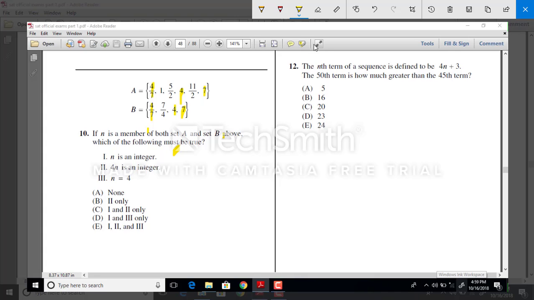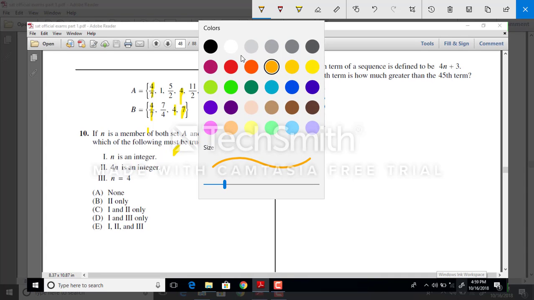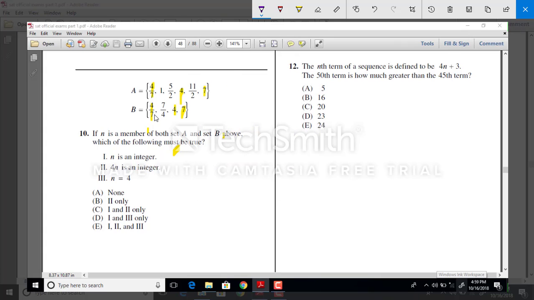Let's read the statements. Statement number 1: if n is an integer, is n an integer? I think no, because it can be 4/7. 4/7 is not an integer. So number 1 is no.